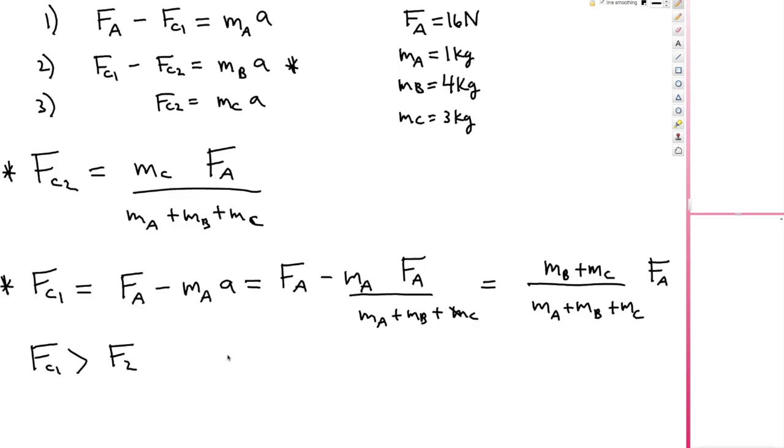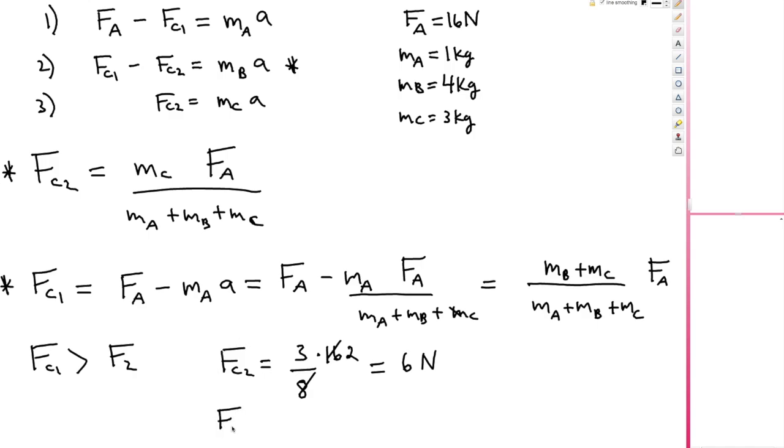If you go ahead now and substitute some numerical values, what we're going to find is FC2 is 3 over 8. That was the total mass. And times 16. So that becomes 2. We're left with 6 newtons for the contact force between blocks B and C.